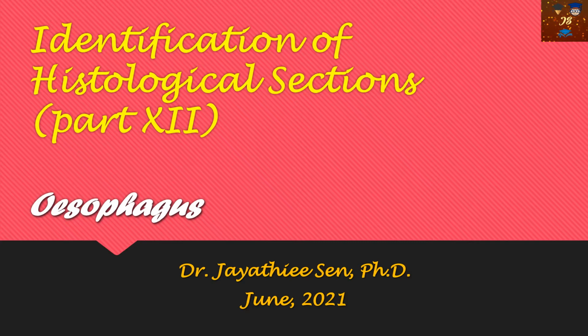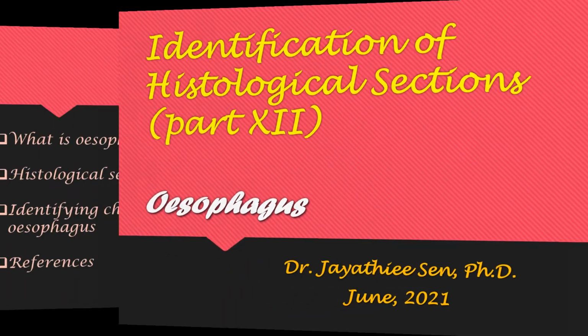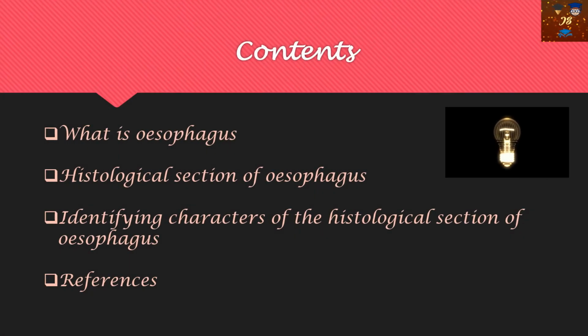As we all know, the esophagus is also a part of the digestive system. Actually, it is called the upper part of the digestive system. So these are the contents that we are going to learn. First of all, what is esophagus? Then the histological section of the esophagus, how it looks after staining. Then identifying characters of the histological section of the esophagus, and lastly, a few books for your reference.